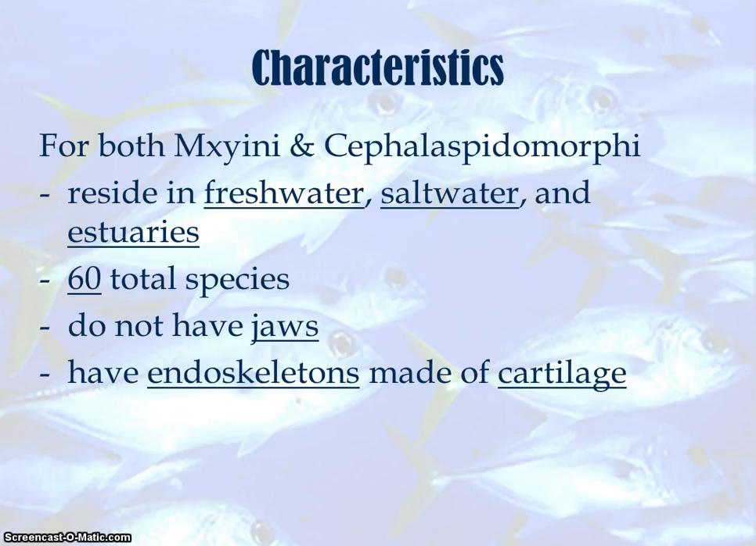They have no jaws, so they have a circular mouth that they use with a twisting motion to get into their prey to access the blood. They do have endoskeletons, but those endoskeletons, their internal skeletons, are made of cartilage. So it's a flexible skeleton, it's not a hard, bony skeleton.